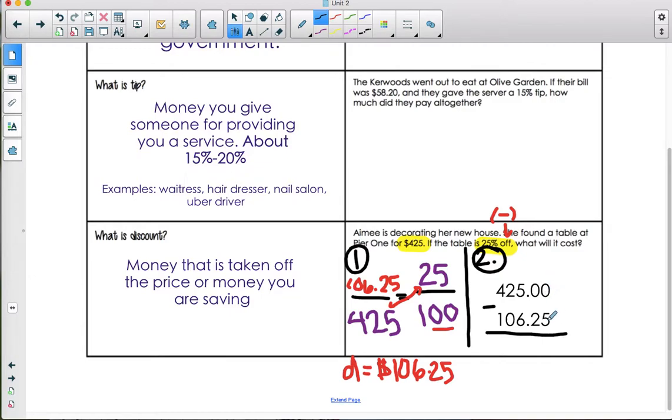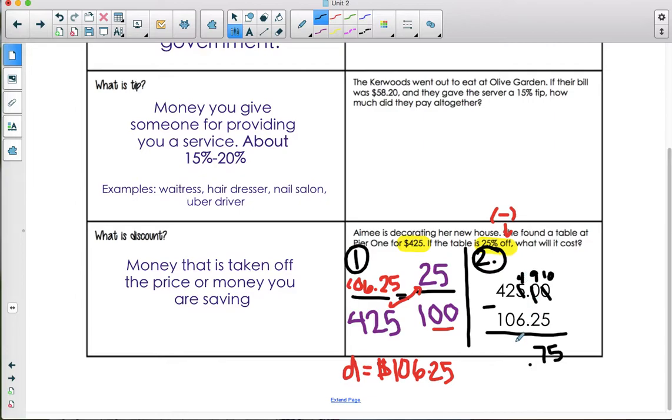0 minus 5 I can't do. I can't borrow from this 0, so I have to go all the way over to the 5. That becomes a 4. Okay, this 0 is going to become a 9 because I'm going to have to borrow from it. And this 0 becomes a 10. So now I can do all my subtracting. 10 minus 5 is 5. 9 minus 2 is 7. Put your decimal point, bring it straight down.